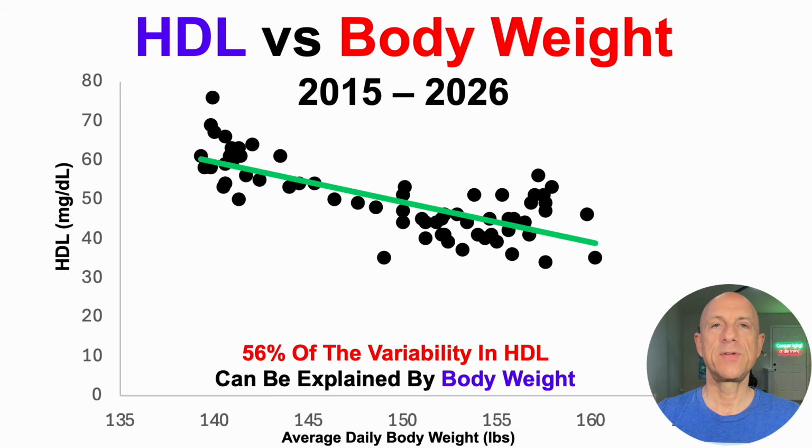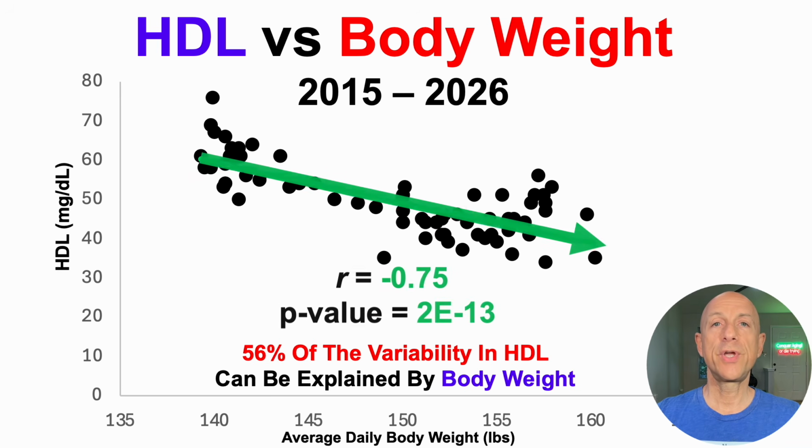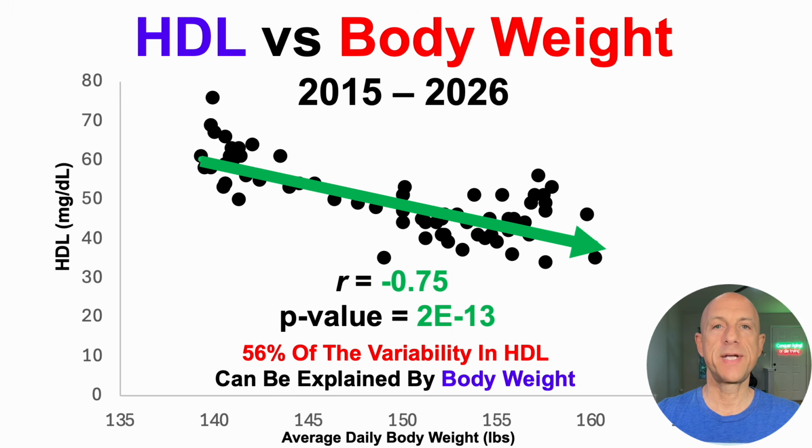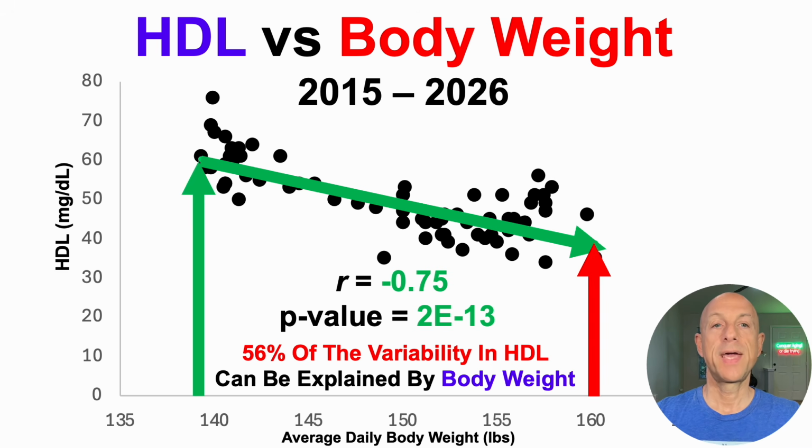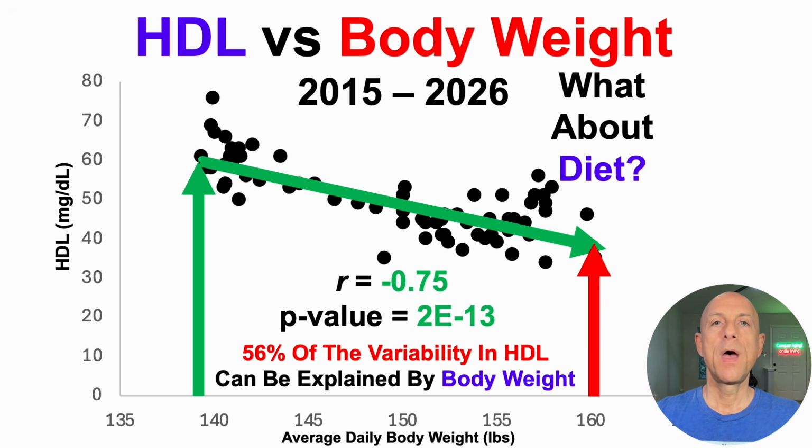So each data point that you see on this plot is the average body weight from the previous test until the next test. And then when looking at the correlation, we can see that it's a strong correlation, as anything less than negative 0.7 is considered strong, with a correlation coefficient of negative 0.75, and that p-value is far below that significance threshold of 0.05 at 2 times 10 to the negative 13th power. So these data suggest that when my body weight was at its highest, that's significantly correlated with my lowest HDL. And conversely, when my body weight has been at its lowest since 2015, that's been significantly correlated with my highest HDL.